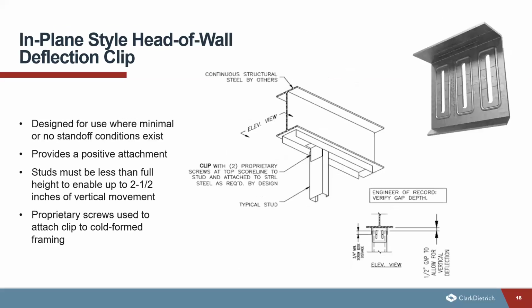And talking about a different type of deflection connection we haven't seen yet. This is an in-plane style or head of wall deflection clip. This is designed for use where there's minimal or no standoff conditions, and it's going to provide a positive attachment. So it is screwed into the top track as well as the stud. So the studs must be less than full height in order to enable up to 2.5 inches of vertical movement. And again, you would use a proprietary screw or a screw with a washer in those slots to allow for the vertical deflection.